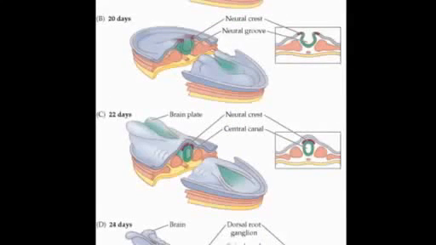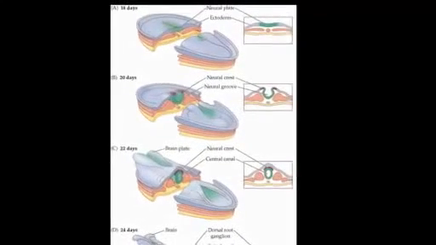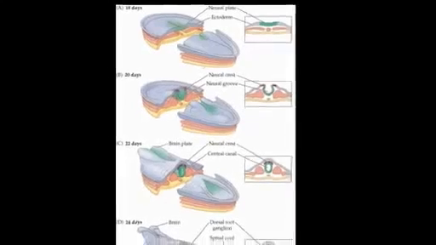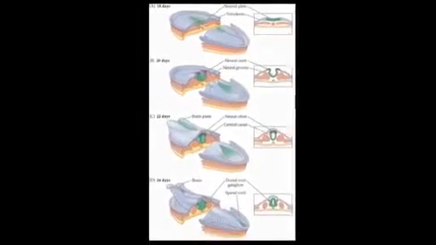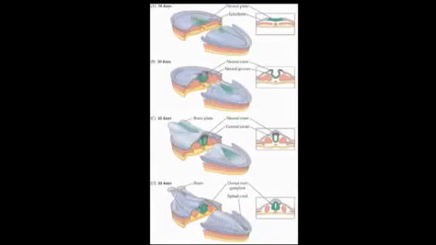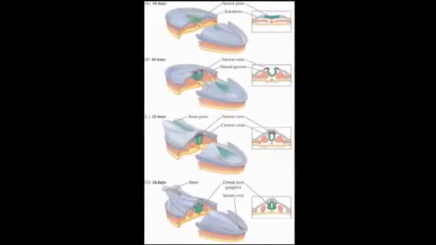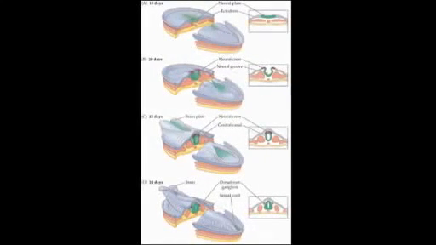Okay, then we go to the number five picture. Number five picture represents the embryology development of the nervous system. So are we ready or not?